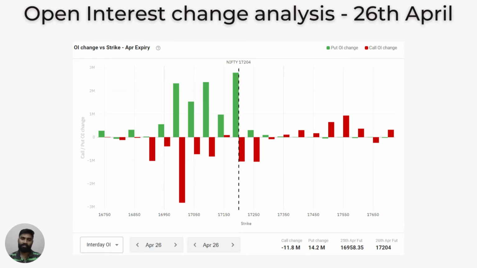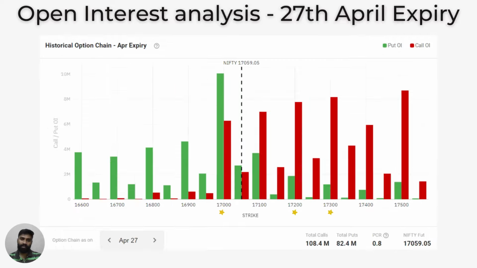On April 26th, we can see the Nifty 50 increased by about 1.46%, and it is reflected here in the graph as well. The green bars towards the left side of the chart indicate the number of puts sold. The puts sold here offered a lot of support for the Nifty 50, which eventually went forward and increased by 1.46%. Now we can look at the absolute open interest data for the April expiry on 27th April, Wednesday.